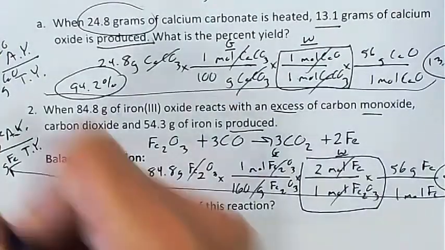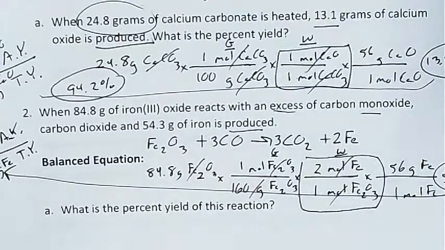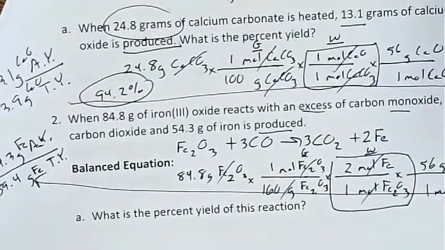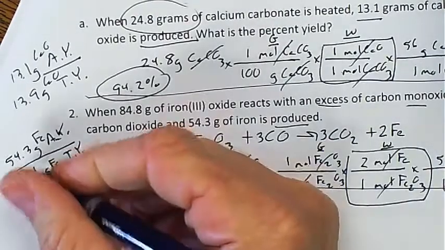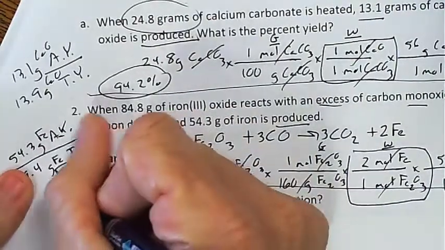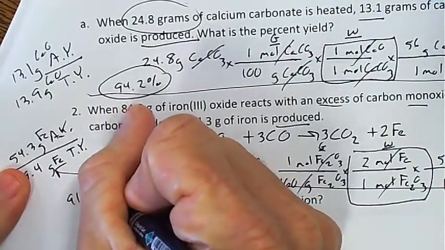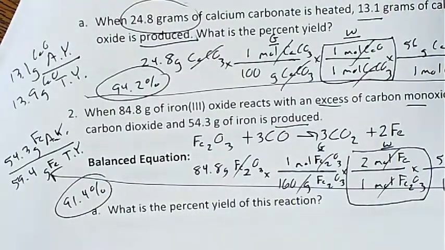Take that number and divide that into what they said they got in the lab. They only got 54.3. We're saying they should have gotten 59.4. Divide those two, multiply by 100, the percent yield there, 91.4%. And again, that's how to do percent yield problems.